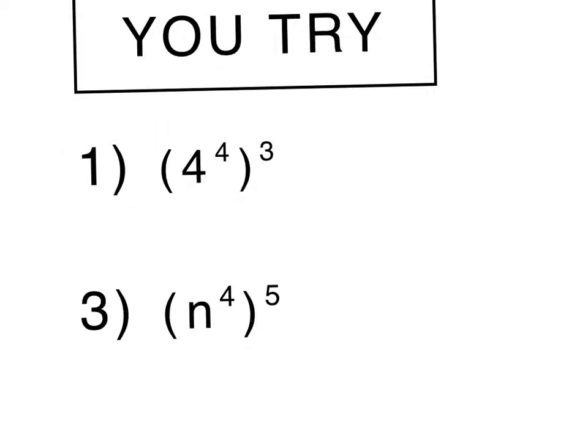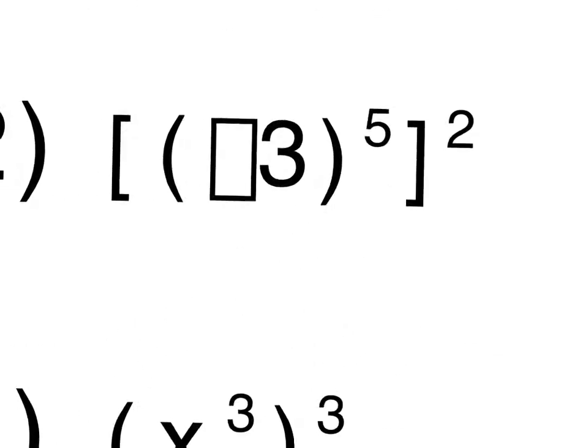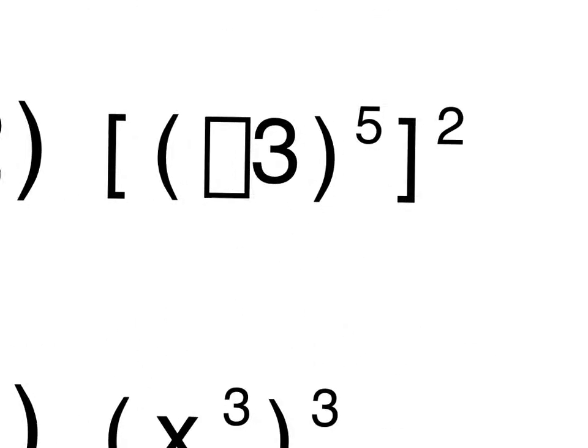Okay, we have 4 to the 4th to the 3rd power. So you would take 4 times 3, and we would get 4 to the 12th power. Okay, what about this guy over here? And that little box thing should have been a negative sign. So this should just be the number -3. Since we have a power to a power, we know that we're supposed to multiply the exponents. So we have 5 times 2, which is 10. So we now have -3 to the 10th power.